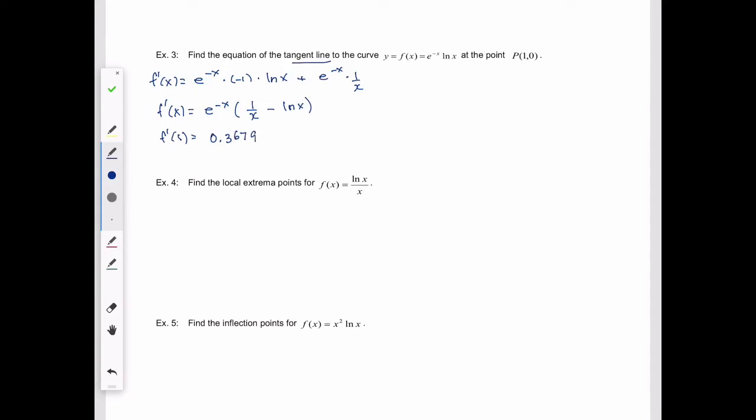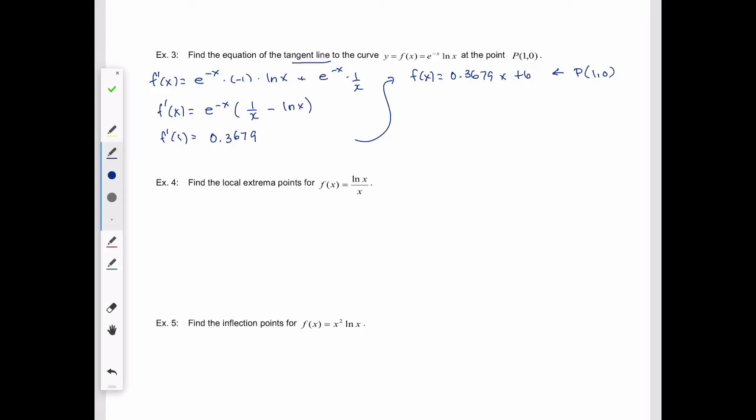If I put that into my calculator, I get something that looks like 0.3679. So if I want to find the equation of the line, slope-intercept form is going to be 0.3679x, that's my slope, plus b. And we have to plug in a point that we know for sure is on that line. The only point that we know is point P, which is (1, 0). So we know y has to equal 0 and x has to equal 1.